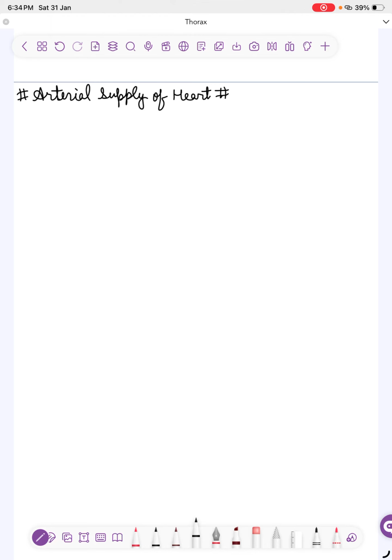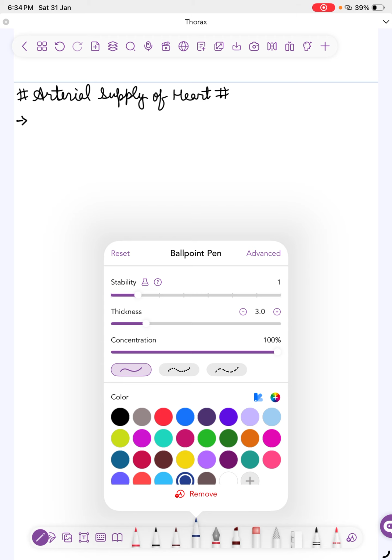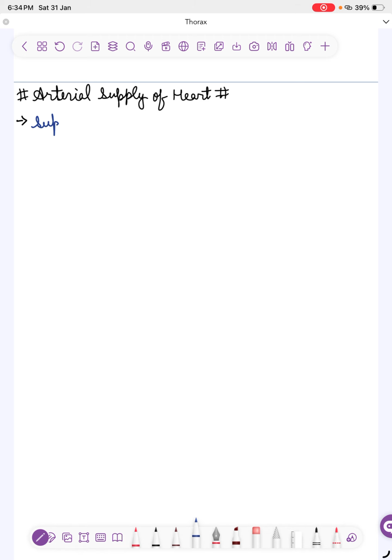Today I am going to teach you the arterial supply of heart. Basically, heart is supplied by the right and left coronary arteries. They are the branches. First, right, they are supplied by right coronary artery and the left coronary artery. These are the branches of ascending aorta. Right coronary artery and left coronary artery are the branches of ascending aorta.